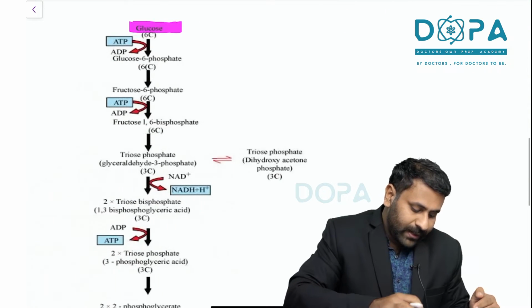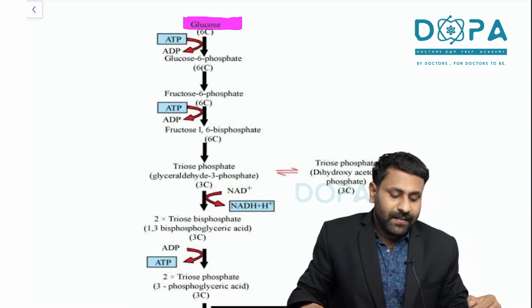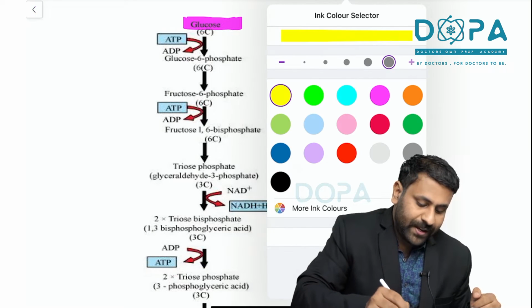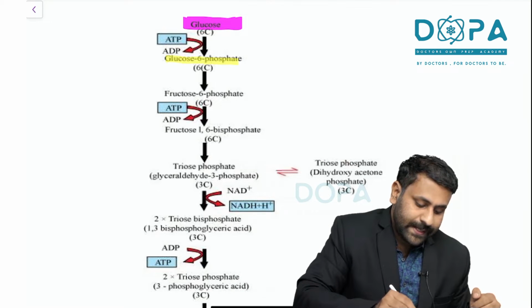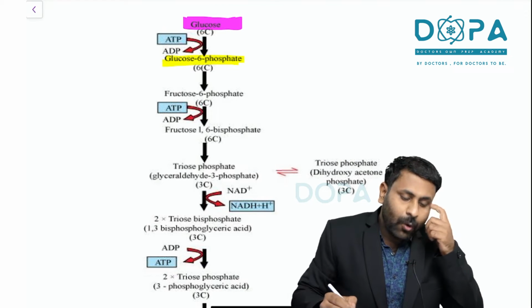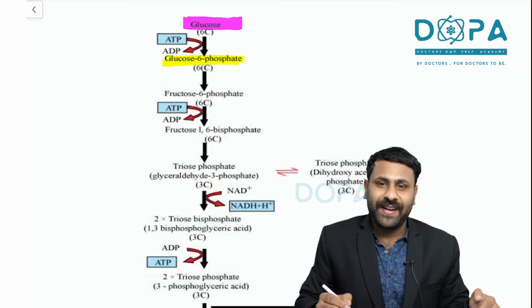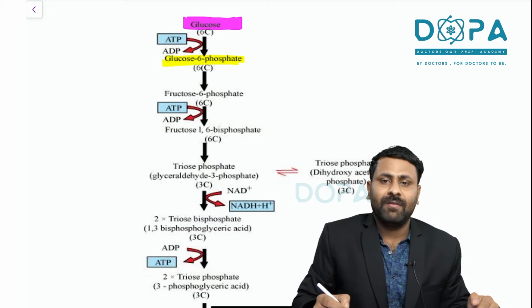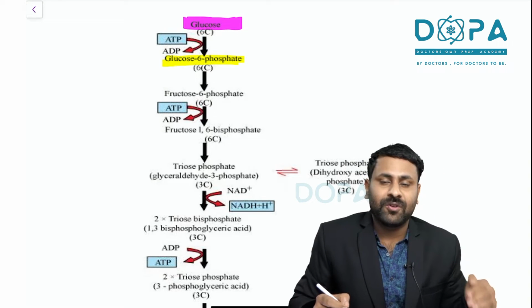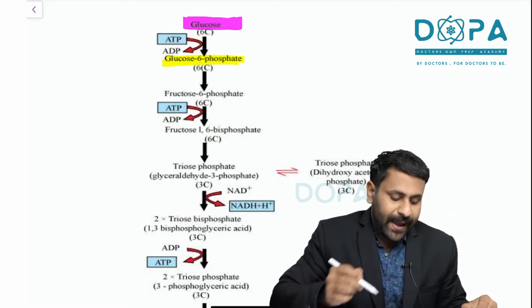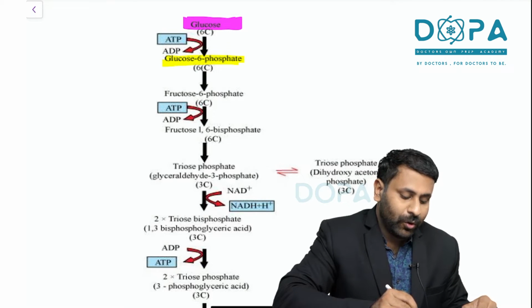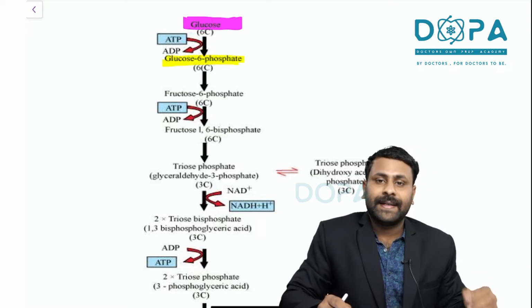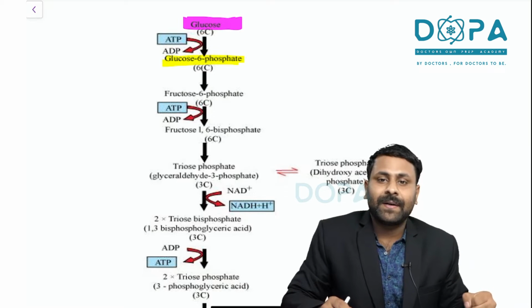Okay, let me check one by one. During the first step, glucose is converted into glucose 6-phosphate. How is glucose converted into glucose 6-phosphate? By adding one phosphate group in the form of ATP. What do you mean by ATP? ATP means adenosine triphosphate. It contains 3 phosphate groups. ATP provides one phosphate group to glucose, then glucose is converted into glucose 6-phosphate. Totally there are 10 steps. It is an enzyme-mediated process.